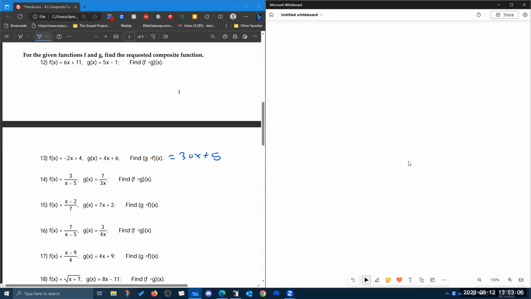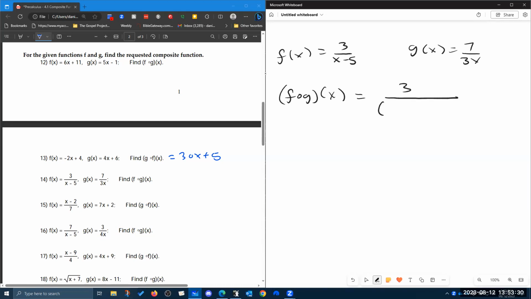Let's go ahead now and do that with f of x is equal to 3 over x minus 5, and g of x is equal to 7 over 3x. So let's find f of g of x. So I'm going to write down f, and in parentheses, I'm going to insert g. I'm going to pay attention to the fact of the domain here that x can't be equal to 0.